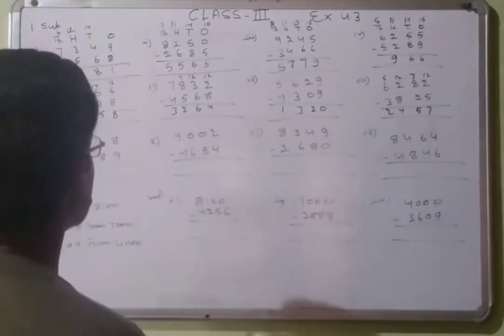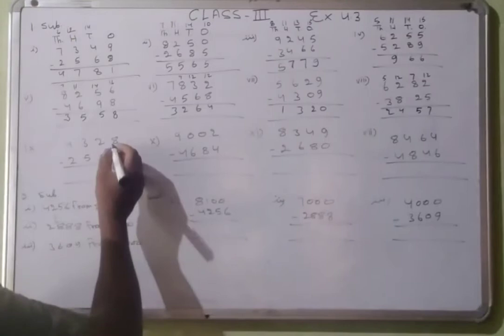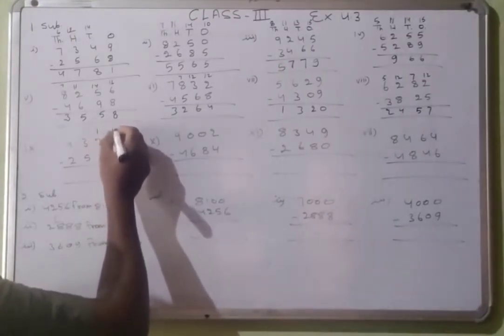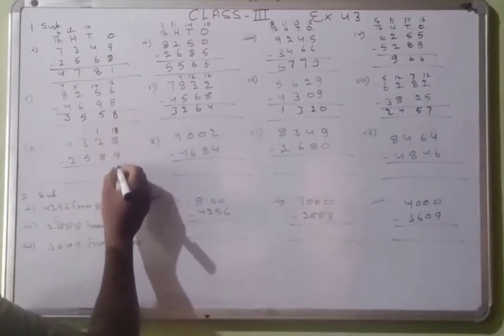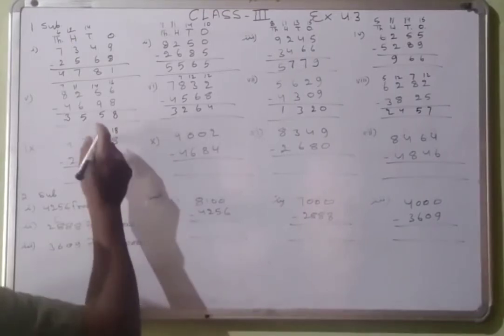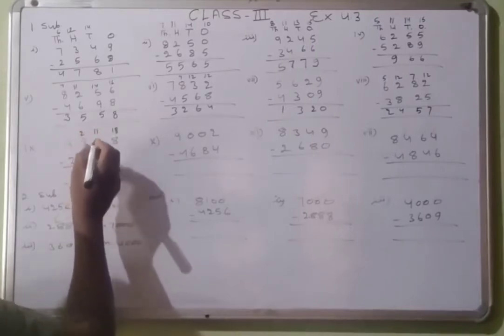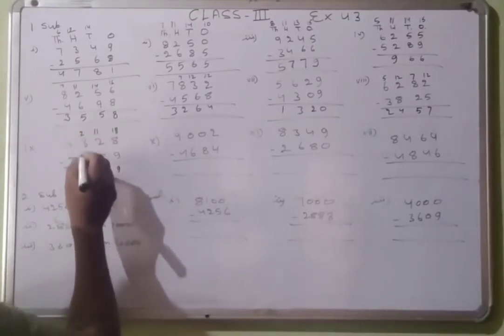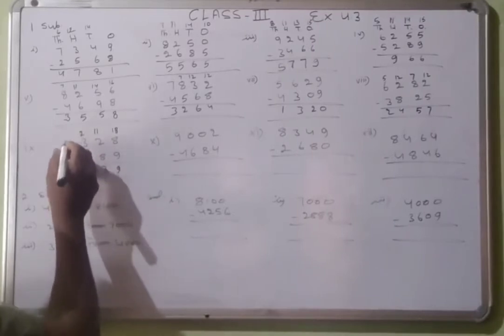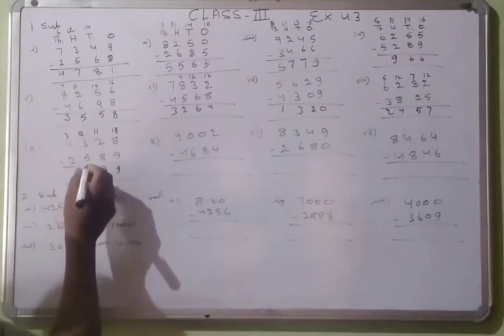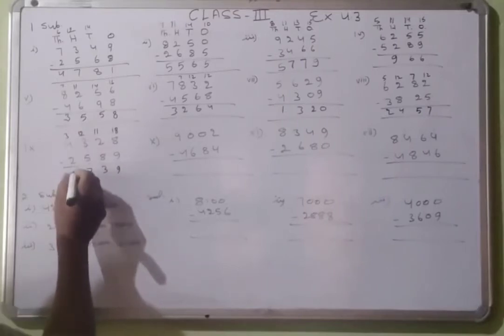Right? Now 8 less 9 is not possible. So by carry this will be 1 or this will be 18. 18 less 9, 9. Now 1 less 8 is not possible. So by carry this will be 2. This will be 11. 11 less 8, 3. 2 less 5 is not possible. So by carry this will be 3. This will be 12. 12 less 5, 7. 3 less 2, 1.